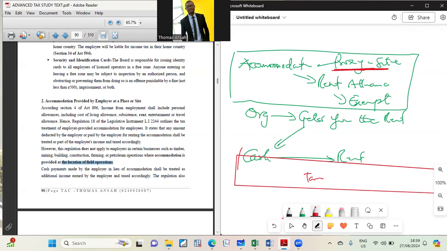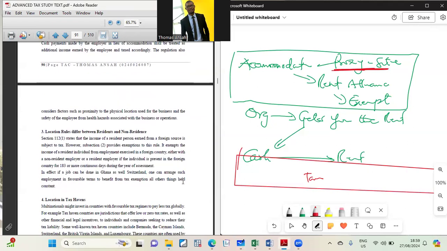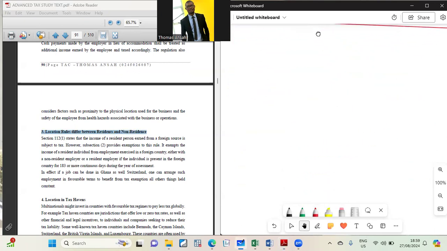So that is that. So that is the second thing you need to know. Then we have location rules that differ for residents and non-residents. We all know, in fact, you need to understand resident. We will talk about it later in the course.